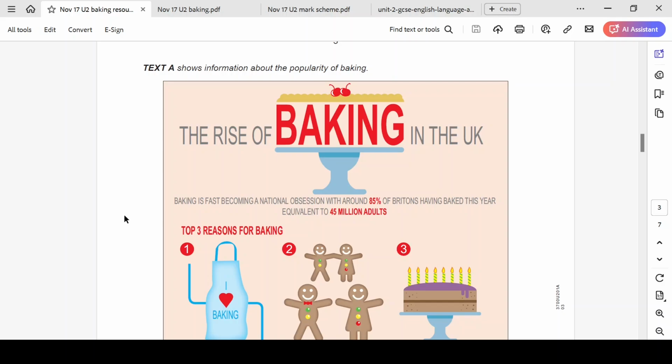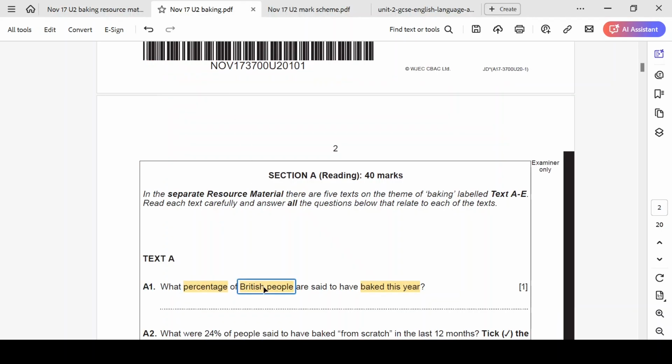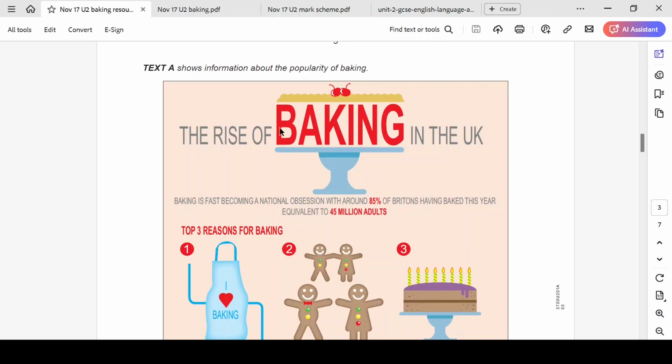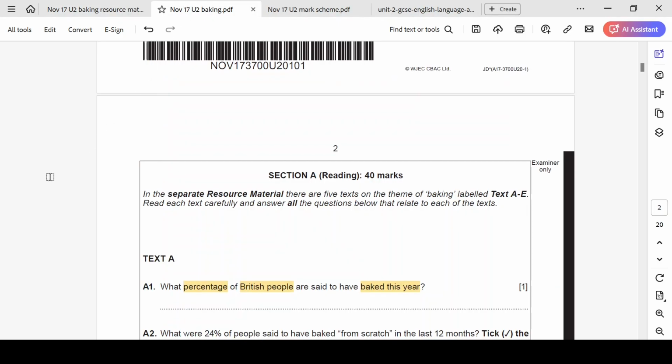So I know that I'm looking for a percentage. I know that I'm looking for British people. Well, Britons, here we go. Britons is another word for British people. And I know that I'm looking for the percentage of British people who've baked this year. So I'm fairly confident that this is the answer I need. I check back to the question, and it was the percentage of British people who've baked this year. Britons baked this year, 85%. So I'm confident that I can type in 85% here and I will be correct.